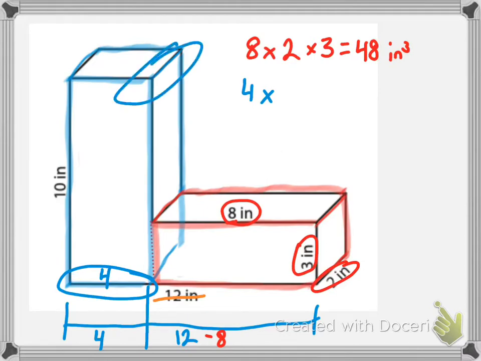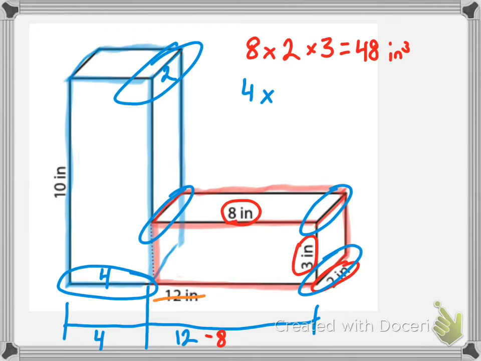Luckily for us, this width is the same as this width. If you look at the original shape, they go just as wide. Each piece goes just as wide. So that means however wide the red one is, the blue one is the same width. Down here, over here, it's all going to be 2.